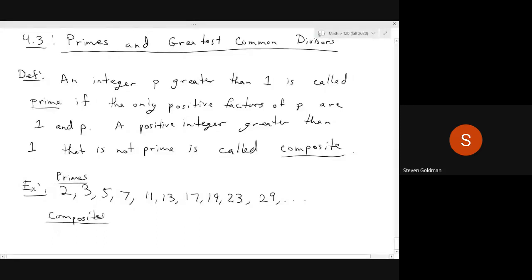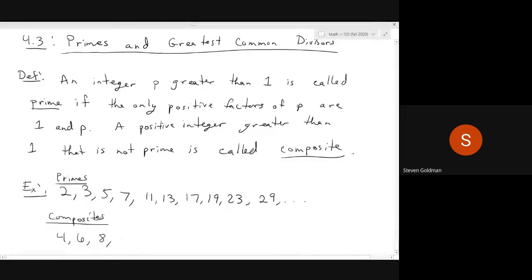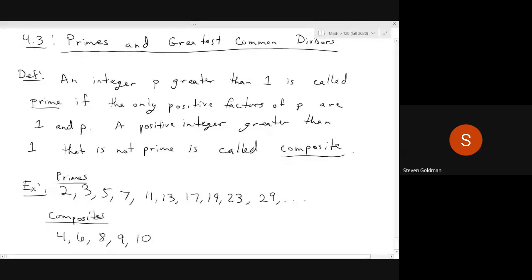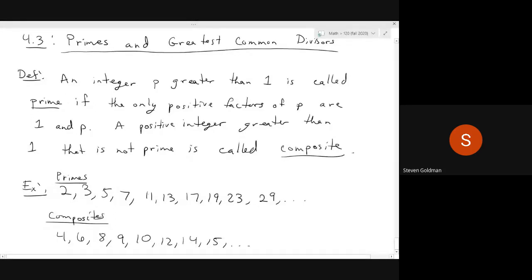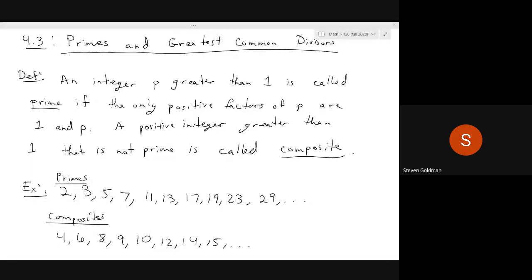Well, the smallest composite number is 4. The next is 6, then 8, then 9, then 10, 12, then 14, 15, and so on. How many prime numbers are there? One is neither prime nor composite.